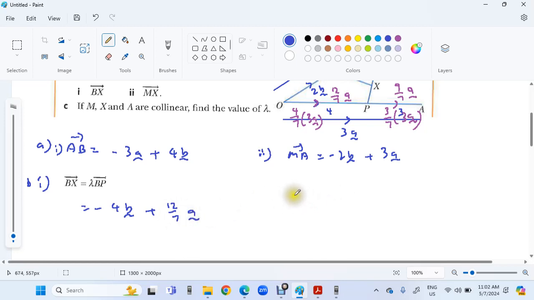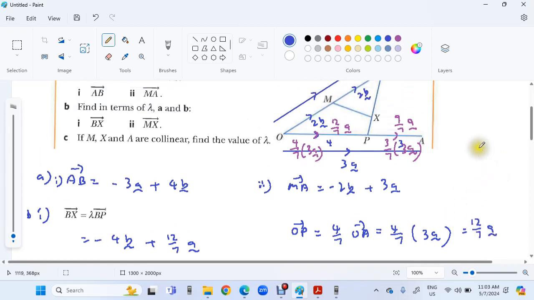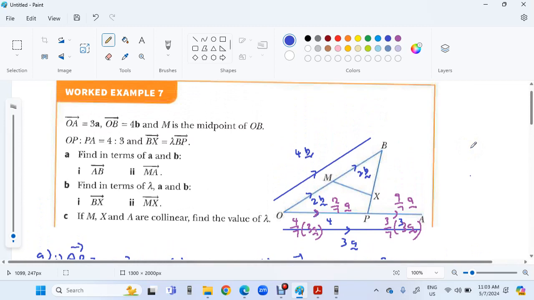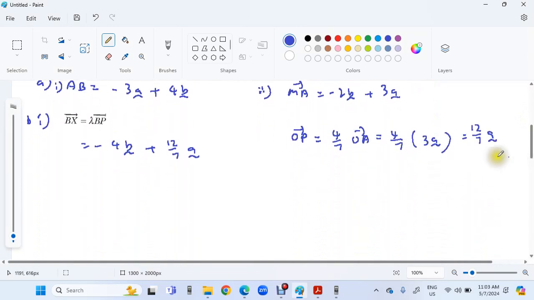So we know that the OP is actually 4 over 7 of OA. That is 4 over 7 of 3A. Then it is 12 over 7 A. And then we want to find the MX. So just now we have the BX here. Then I can have this, MX is MB plus BX.